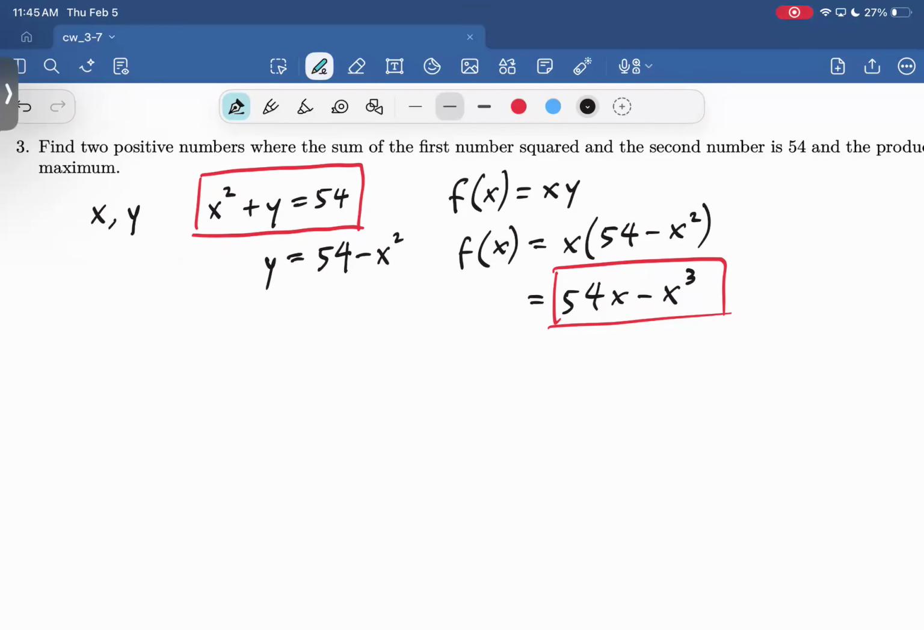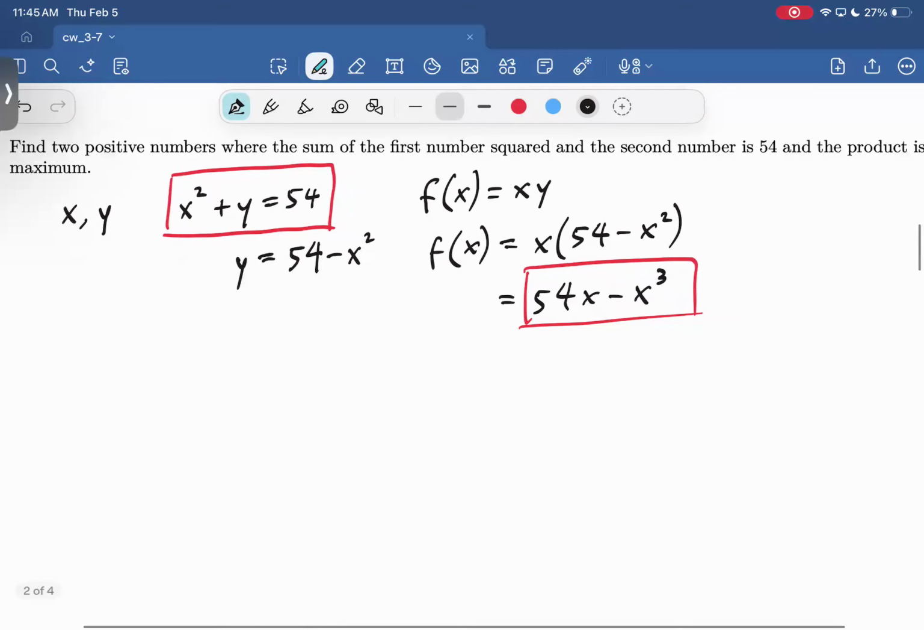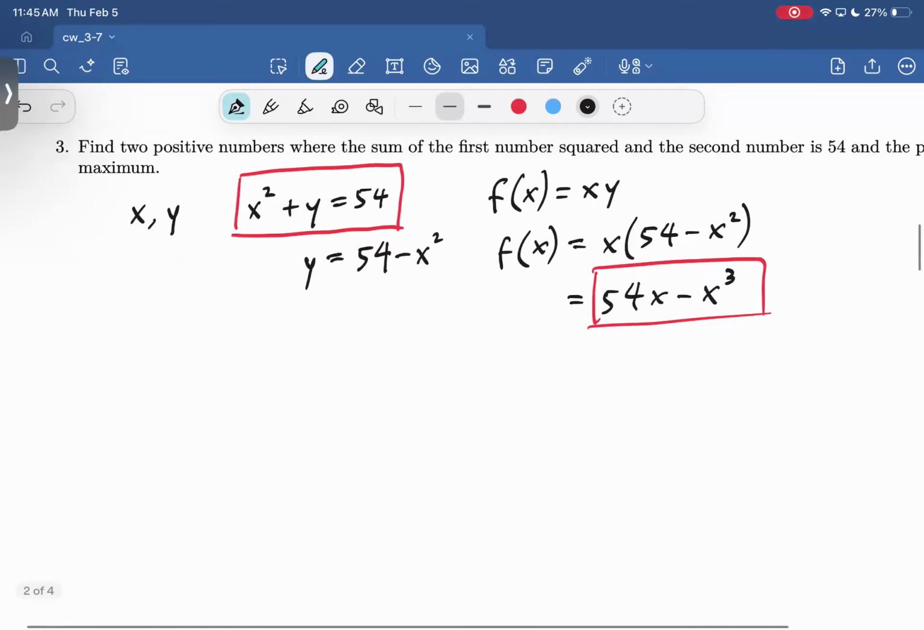Okay, let's see. To maximize f of x, sorry, I've been saying minimize. We're trying to maximize the product. We need to find the critical numbers. So we're going to find the derivative of f of x. Anybody have the derivative?